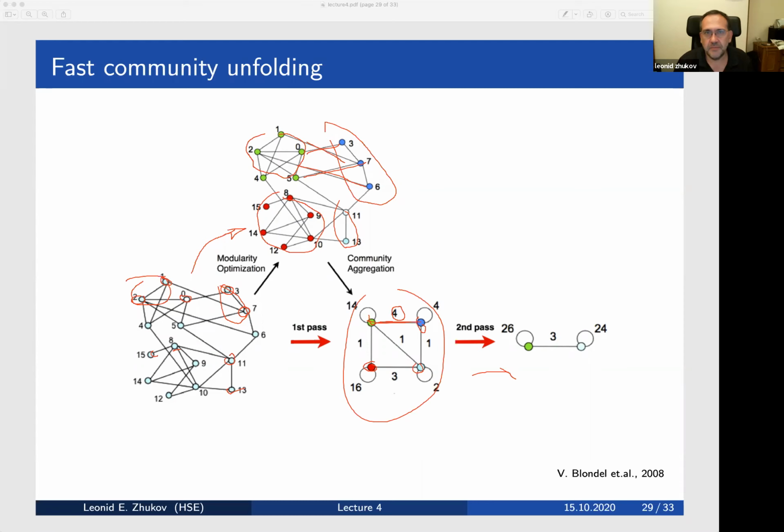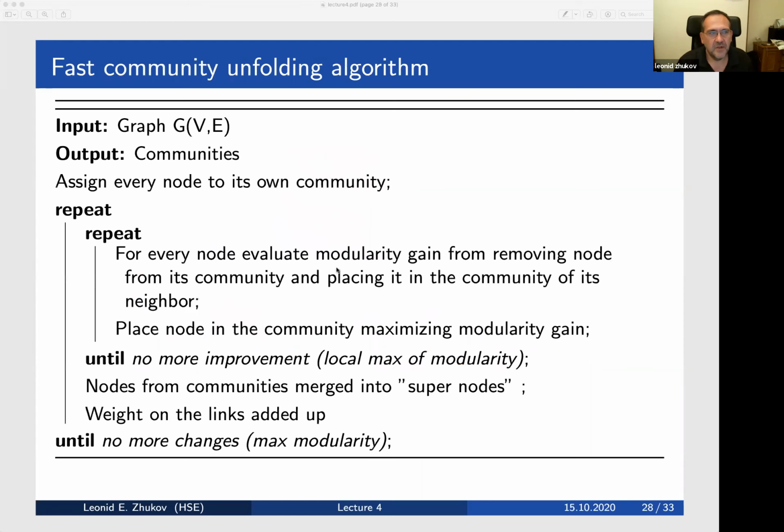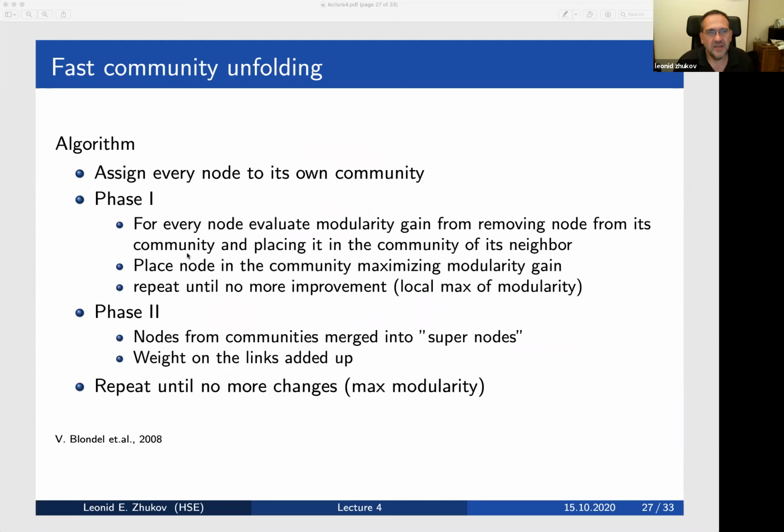And formally, the algorithm looks like that. So again, first phase, every node we assign to its own community. Then we evaluate merging 2 nodes into 1 community, right? And you just connect your node with the other node that increases the modularity of the entire graph. And you just keep doing it. Then when you've gone through all the nodes, you merge them into the supernodes, and then you repeat the process.